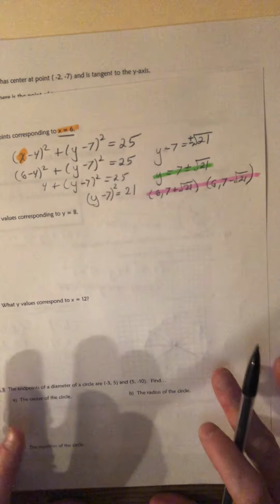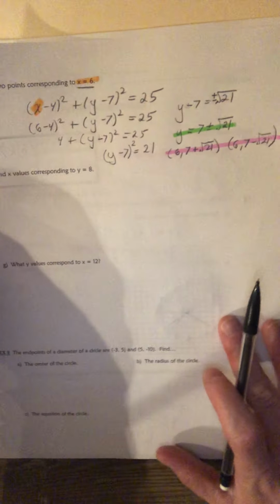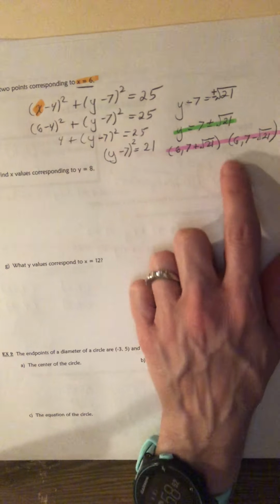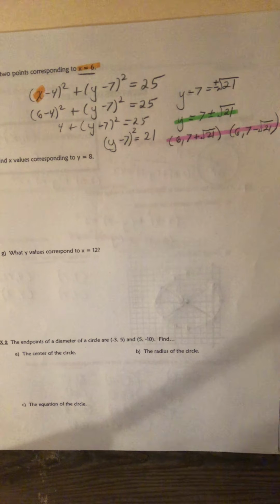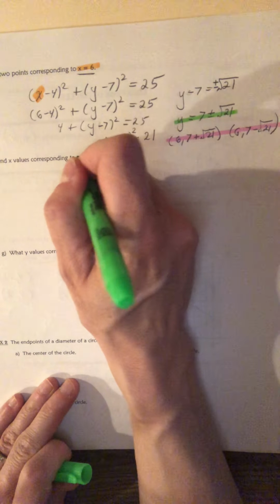6, 7 plus square root of 21 and 6, 7 minus the square root of 21. And I'm completely fine with you leaving it in that radical form. Now, let's think of it. If they say, what happens to the point where y equals 8? We're just going to substitute the 8 in for y.